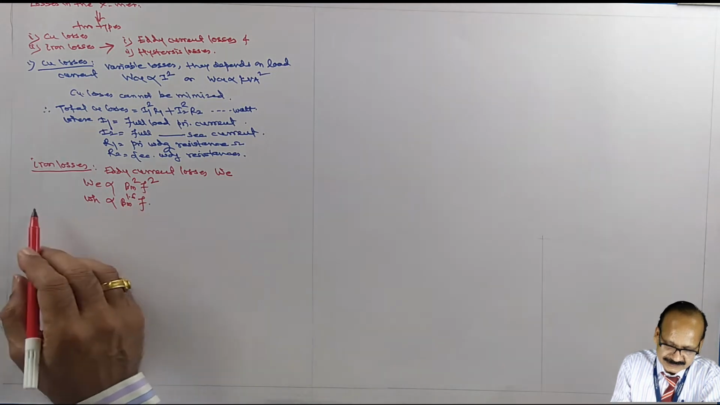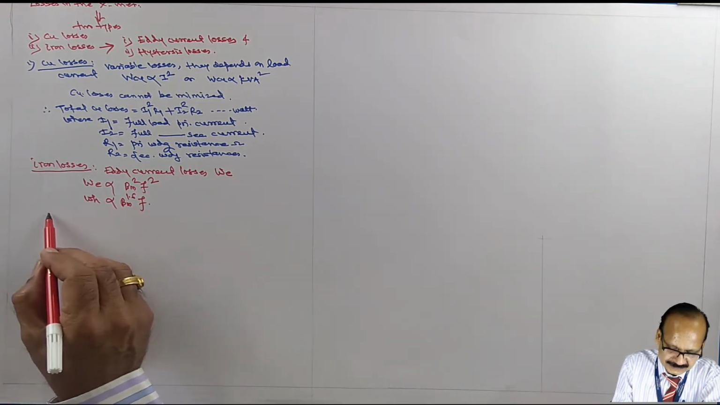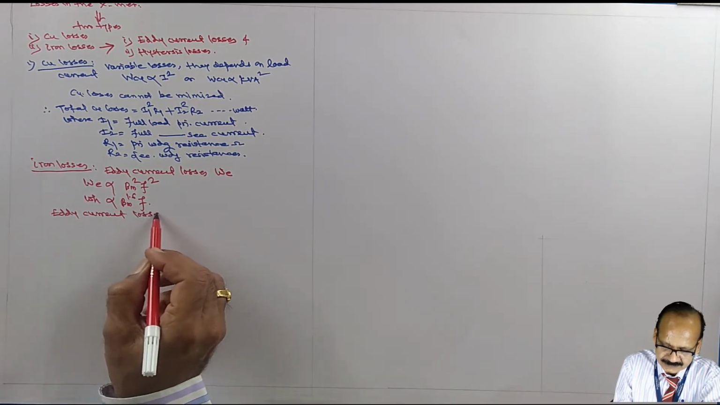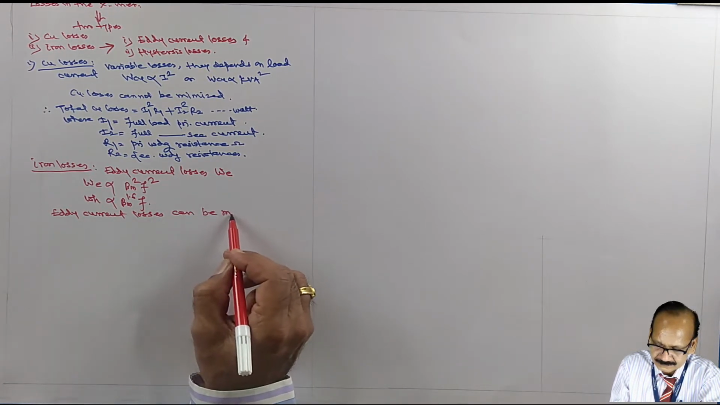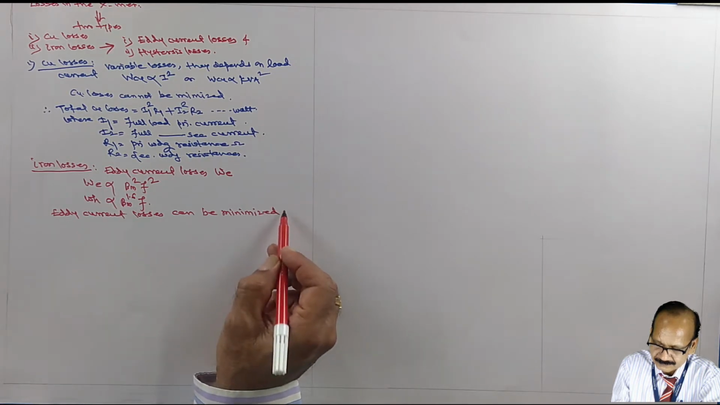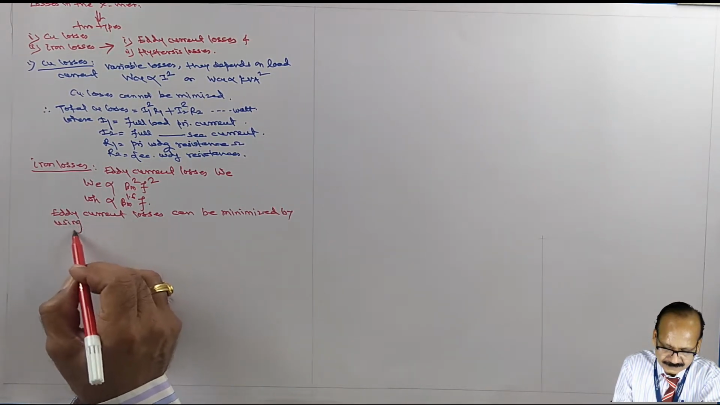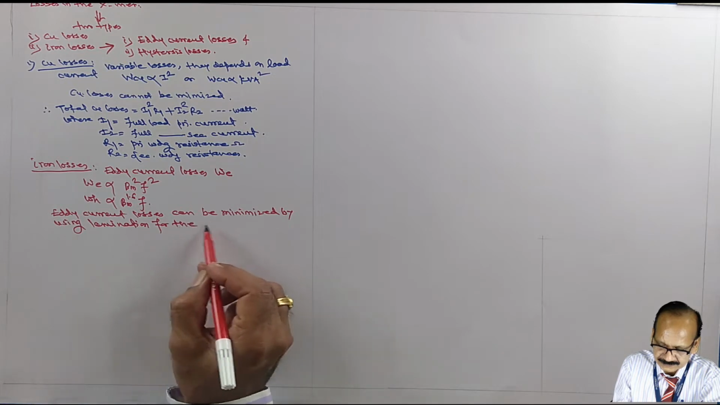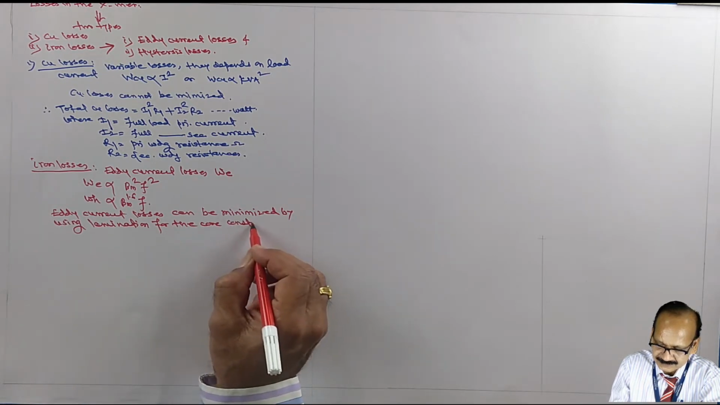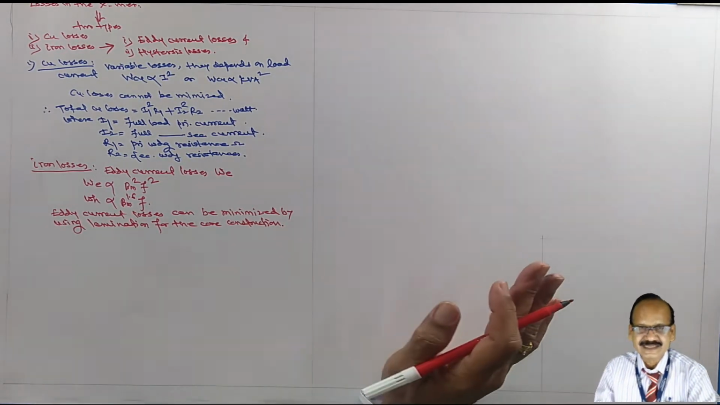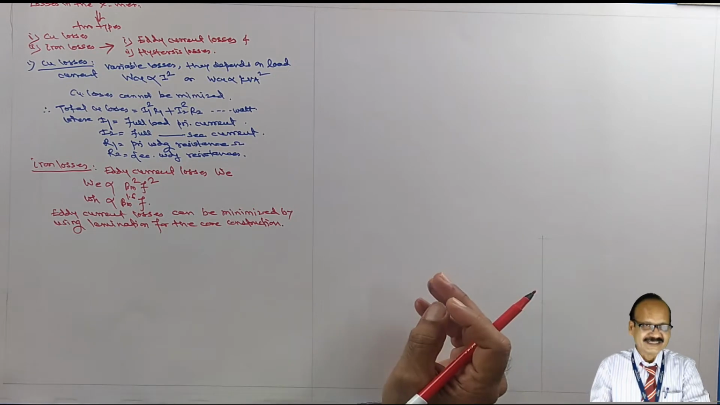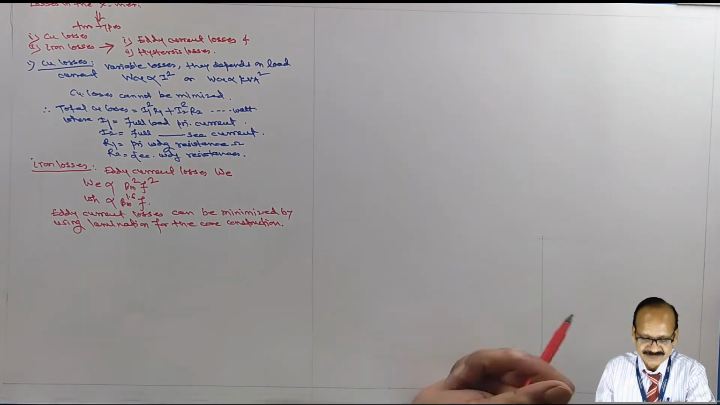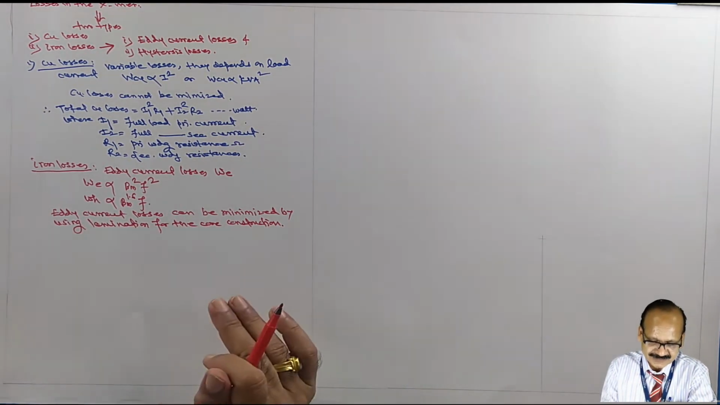So here the eddy current losses can be minimized by using laminations for the core construction. Instead of a solid core, it is made up of thin laminations about 0.3 mm to 0.5 mm thickness. And they are varnished in order to insulate from each other. So by using the laminations, eddy current loss can be minimized.